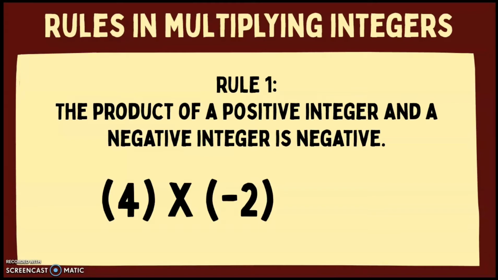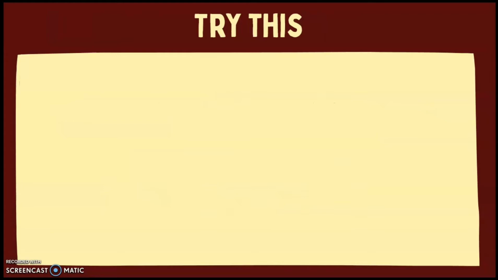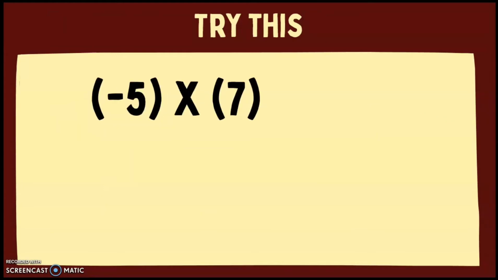So 4 times 2 is 8. Therefore, the final answer is negative 8. Let's try more examples. Negative 5 times 7. So as you can see, there is a positive and negative number, so we can expect that the final answer is a negative number. 5 times 7 is 35. Therefore, the answer is negative 35.